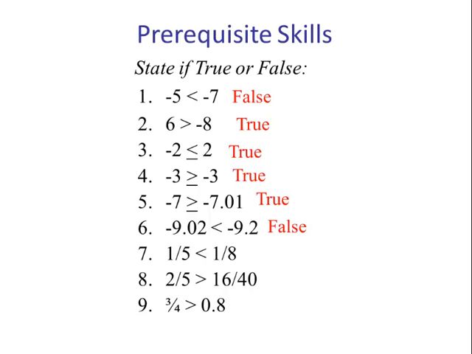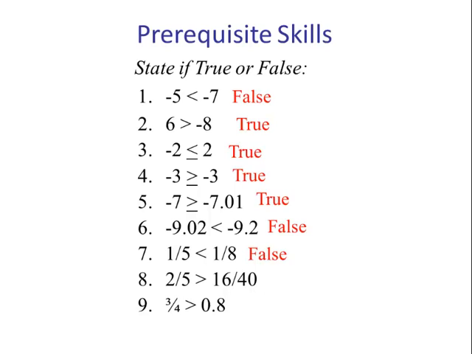Number 7, 1/5 is less than 1/8. This is false. 1/5 is larger than 1/8. We can verify this by using a calculator and taking 1 and dividing by 5, then 1 and dividing by 8, and we see that 1/5 is larger.